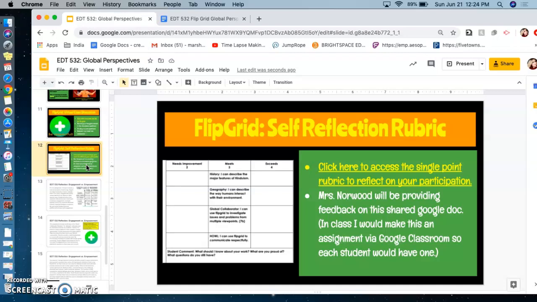I would ideally put it on Google Classroom so each student would have their own to fill out, and then I would provide feedback. So there's the meets category in the middle with the learning targets. If they feel they need improvement, they could tell me here. If they think they exceeded, they could tell me here. There's a section for student feedback, and then below that it got cut off, but there's a section for Mrs. Norwood's comments. So it is a collaborative grading protocol that I think really creates a conversation versus that rubber stamp that some students are trained to want.